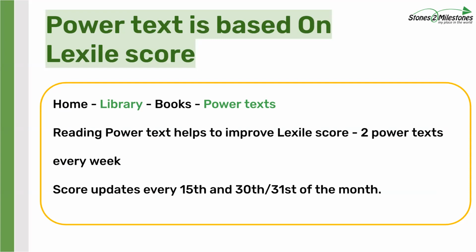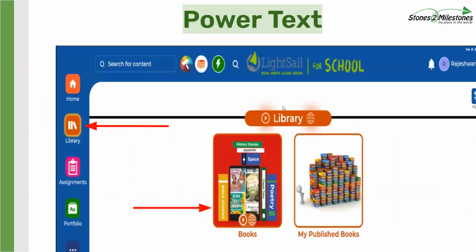You need to read at least 2 power texts every week. Okay, remember I told you 60 minutes a week you have to spend. So in that, 2 power texts every week you must compulsorily read. And your score will get updated every 15th or 30th of a month. Okay. This is how it will look.